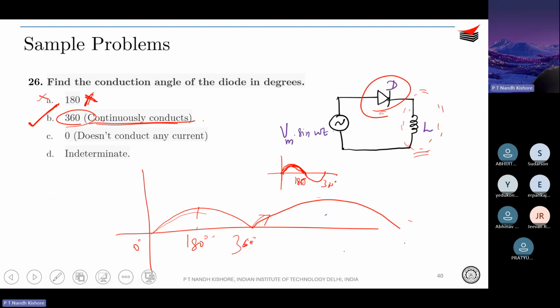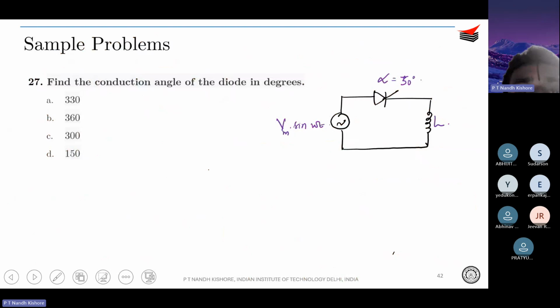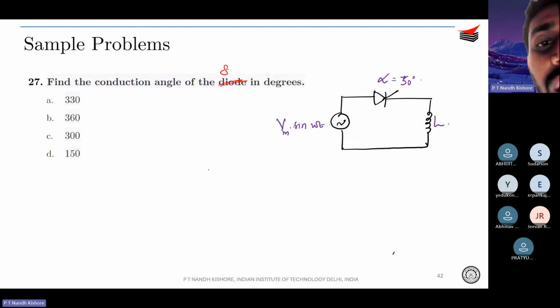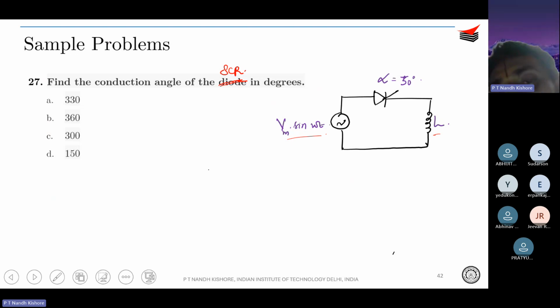Got this question? So now we can move on to the last question, which is quite similar. Same thing. This is not a diode, this is an SCR. Find the conduction angle of the SCR in degrees. Same sinusoidal source, I have an inductive load. The alpha is 30 degrees. So what is the answer? 330, 360, 300, 150. Any doubts you can ask me in the middle also, but I think it should be clear to all of you.